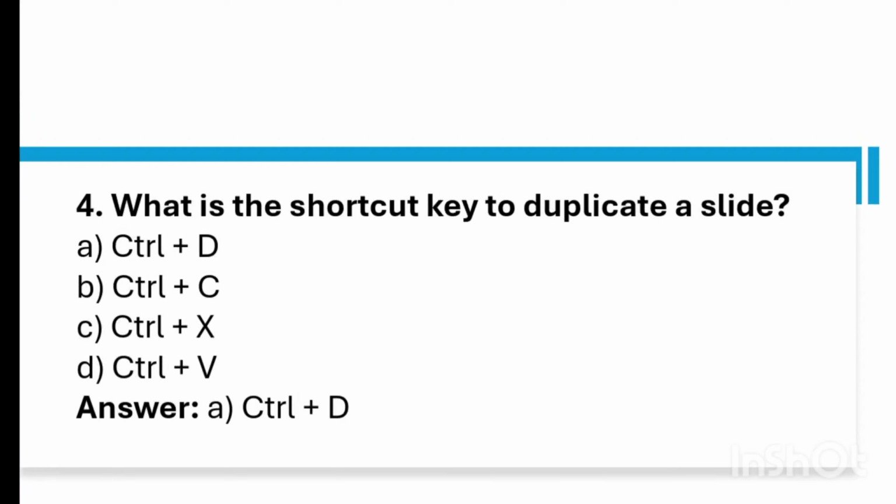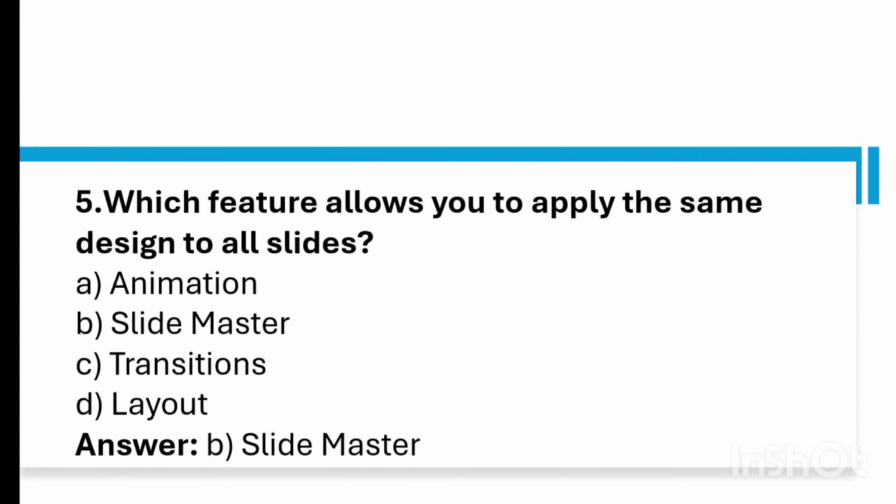Question number 4. What is the shortcut key to duplicate a slide? Options are A. Control plus D, B. Control plus C, C. Control plus X or D. Control plus V. So the correct answer is option A. Control plus D.